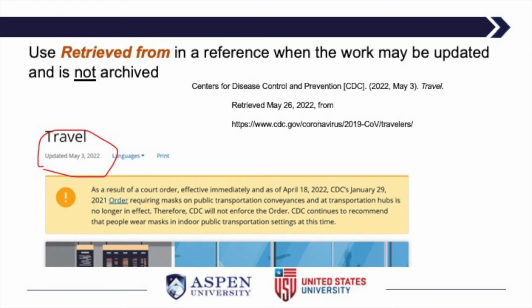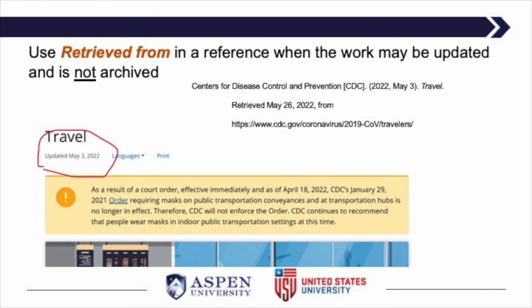I did have one paper where a student actually did a retrieved from date. And then when I pulled it up to look at it, the date of the last update had changed by 1 day. So whatever they were citing from it may or may not have been on that page with the new update, if that makes sense. So in this case, because there is an updated date, I'm going to put retrieved from with the date that I got it from, and then the exact website it came from.